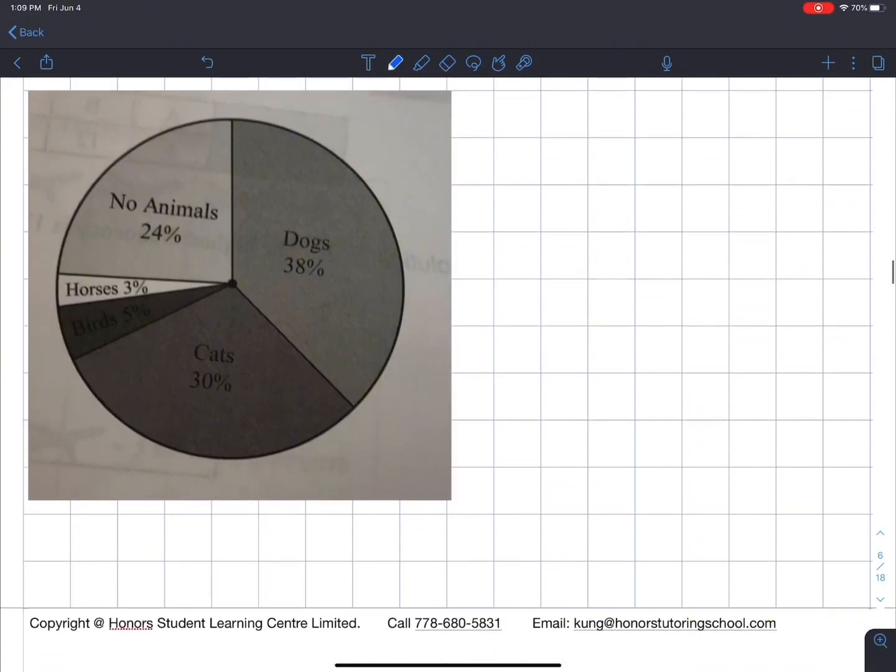Question 11. What fraction of people have birds? Birds is just 5%, so this is 5 out of 100. If we simplify this, we get 1 over 20. How many times as great is the cat population to the bird population? Cat is 30%, and bird is only 5%. So we divide and we get 6 times greater.